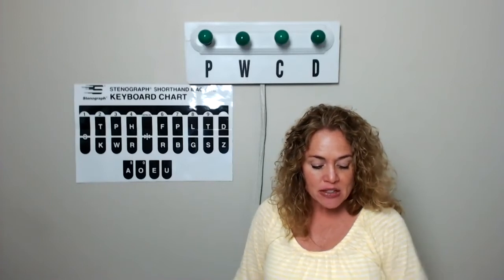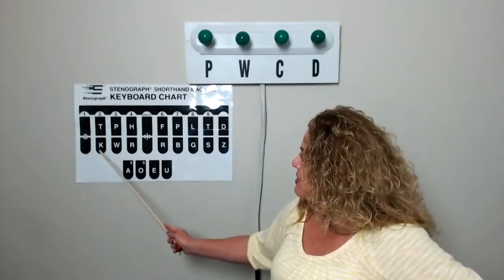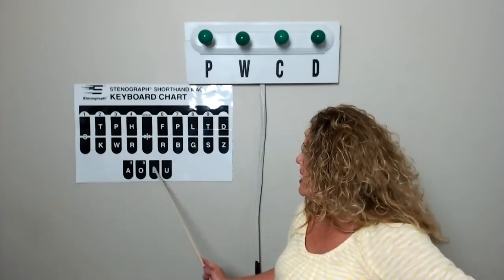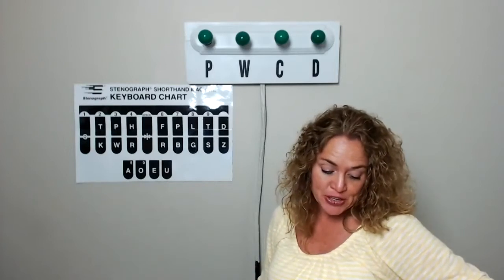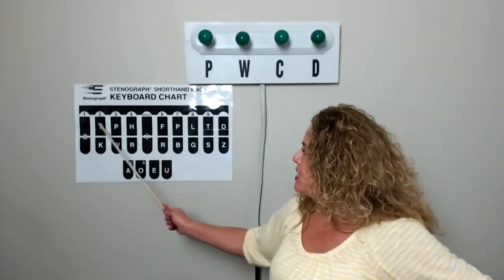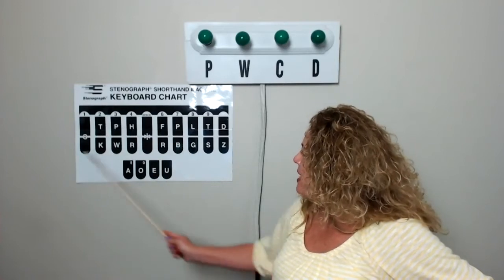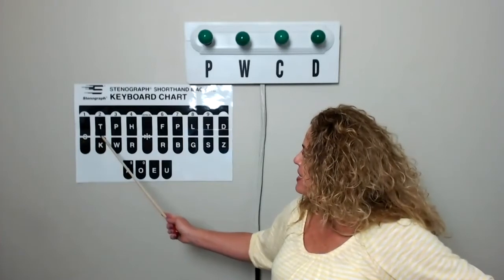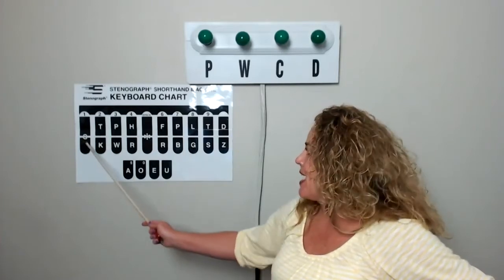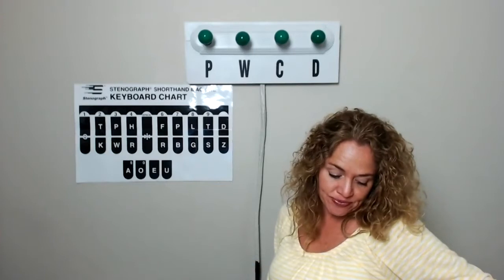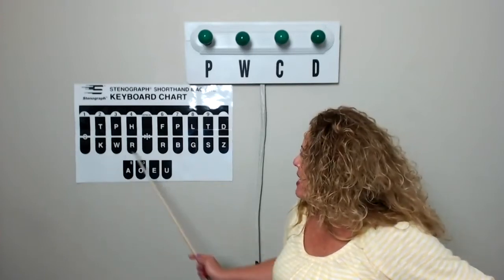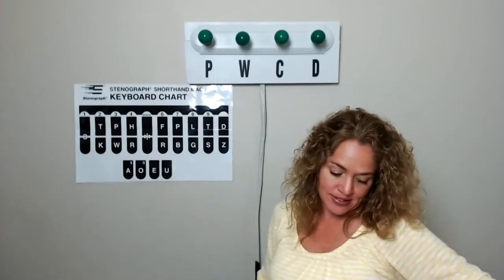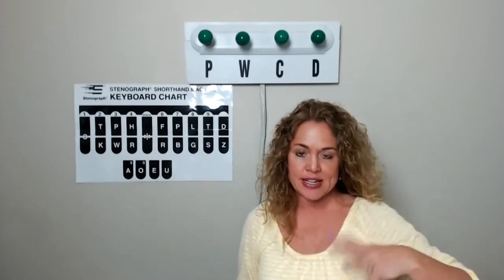Line 2, zeal. We've got initial Z, A-E-L, and then we have seal, S-A-E-L. So that's the difference between the two. Zip, initial Z, I-P, and sip, S-I-P. Zag, initial Z, A-G, and sag, S-A-G. Zit, initial Z, I-T, and sit, S-I-T. Okay, now the rest of these are just initial Z words.